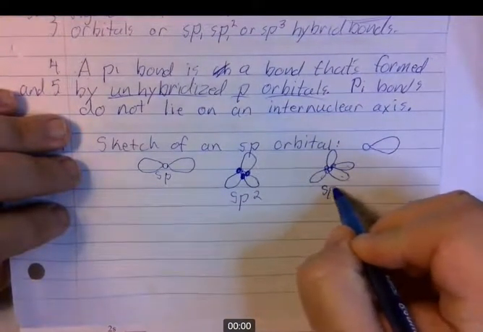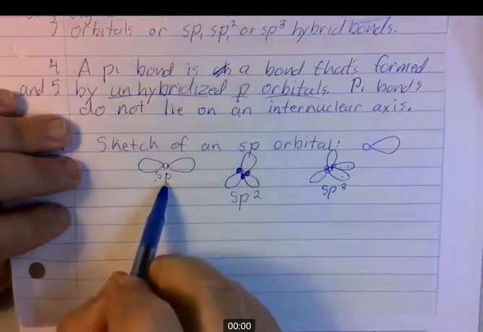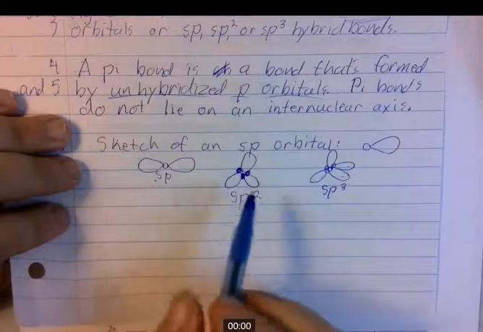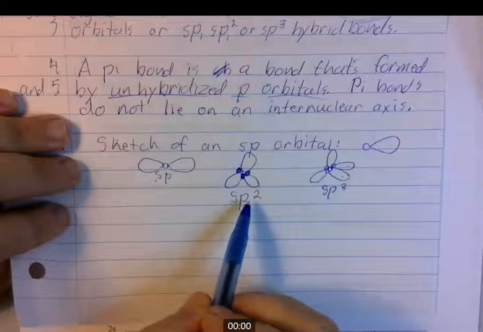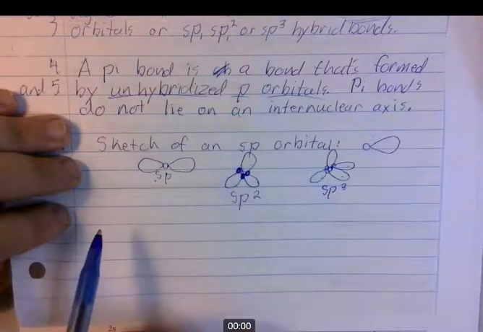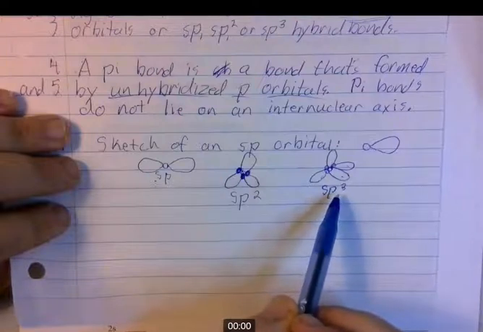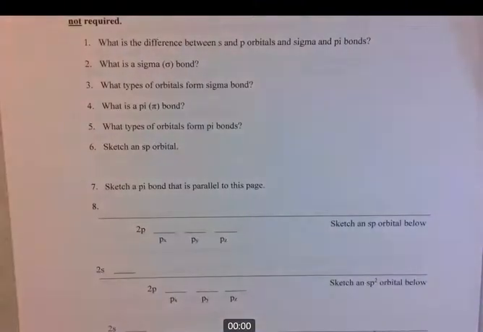And that's an sp3. Notice sp is S and P. That's 2 letters. That means there's 2 different bonds. sp2 is trigonal planar, so that's SPP, so there's 3 lobes. And sp3 means SPPP, that's 4, 1, 2, 3, 4. All right? Okay, next. Sketch a pi bond that is parallel to this page.